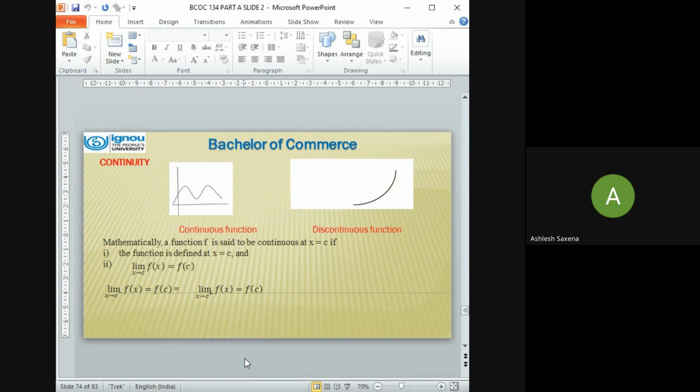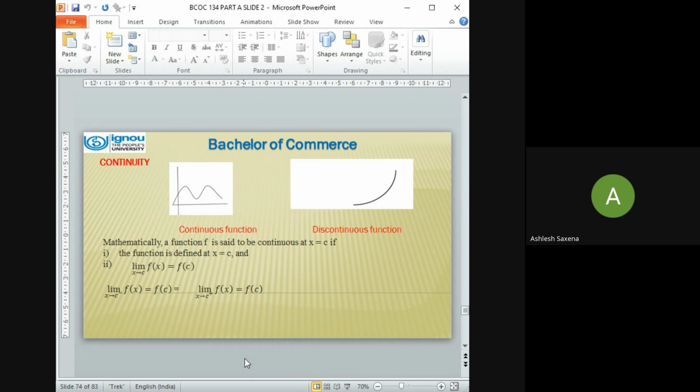Now we move to continuity. As I said, continuity means continuous. In that case, simply you have to remember that the left hand limit should be equal to the right hand limit, and should be equal to the value of the limit. Now, mathematically, what does that mean?